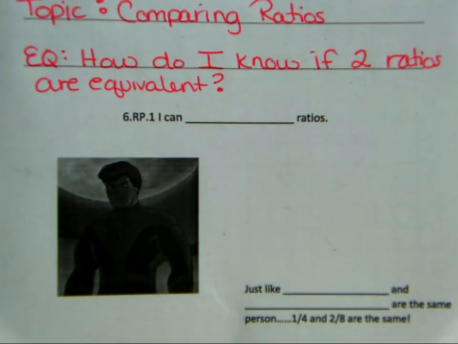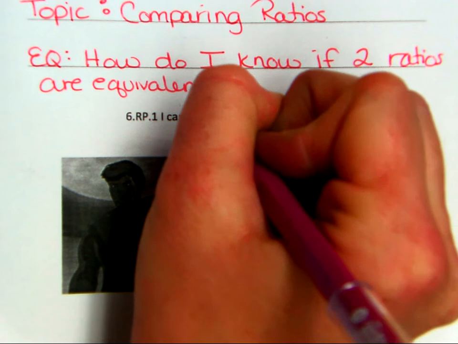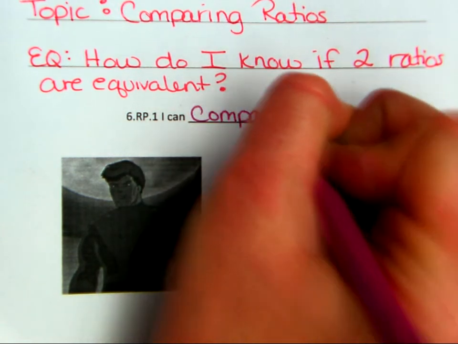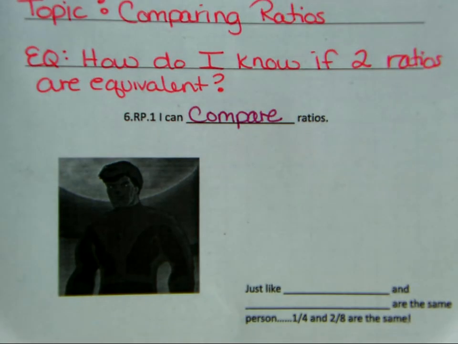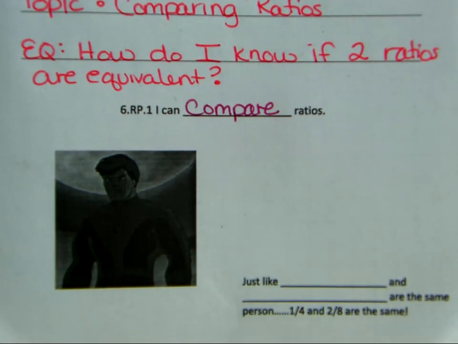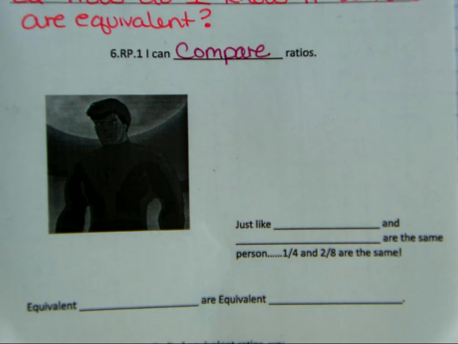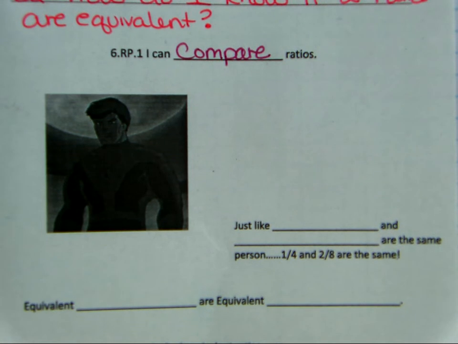Once again, you should be able, by the time we're done with this lesson, to compare ratios. So this dude right here is, I guess, Peter Parker, and it's from an old school superhero cartoon, Superman, or Spider-Man. I said Superman. Forgive me, it's Spider-Man. How embarrassing.